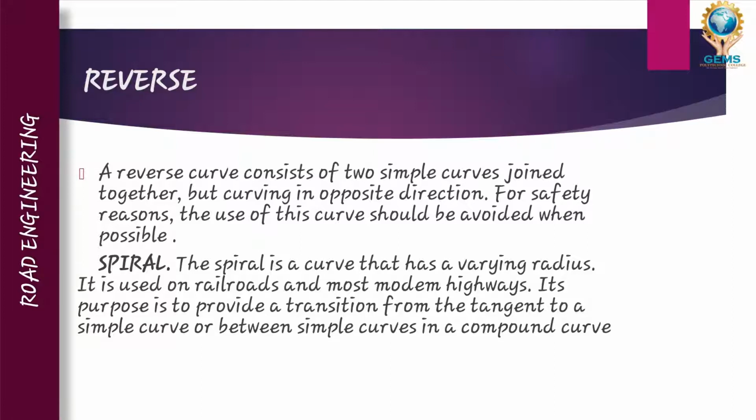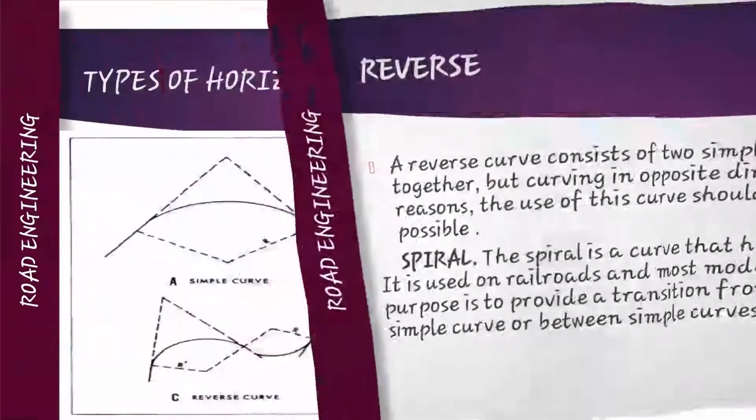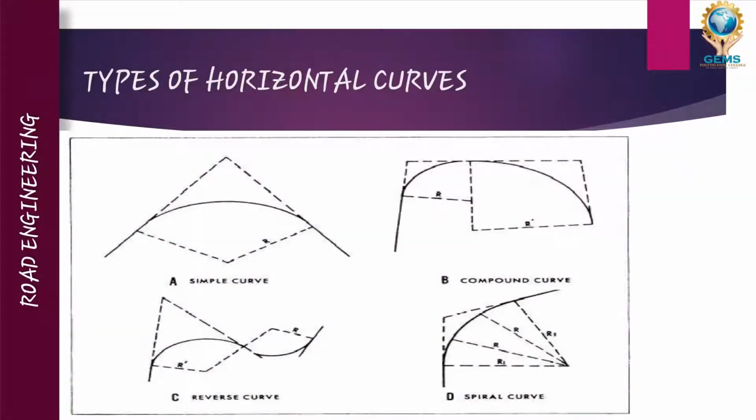The purpose of giving the spiral curve is the transition from a tangent to a simple curve, or between simple curves or a compound curve. A simple curve is one single curve, but in a compound curve two simple curves are joined together. All together it is known as a spiral curve. As we can see in this image of types of horizontal curve, this image shows the simple curve.